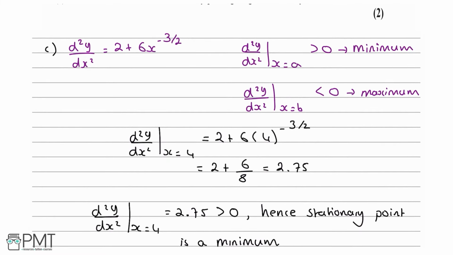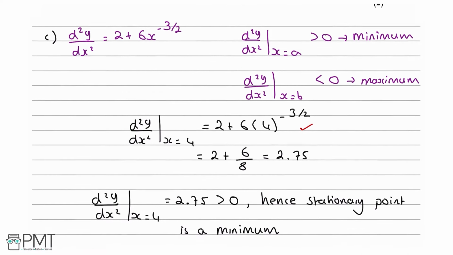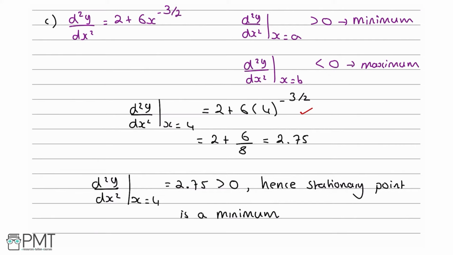This question itself is worth 2 marks. You get your first mark for being aware that you need to substitute x equals 4 into your expression for d squared y by dx squared. So that would be it. Your second mark comes from stating both that d squared y by dx squared at x equals 4 is 2.75, which is greater than 0. So this whole chunk gets you 1 point, and then hence the stationary point is a minimum is the next point. So you need both of these points to get the second mark for the question.